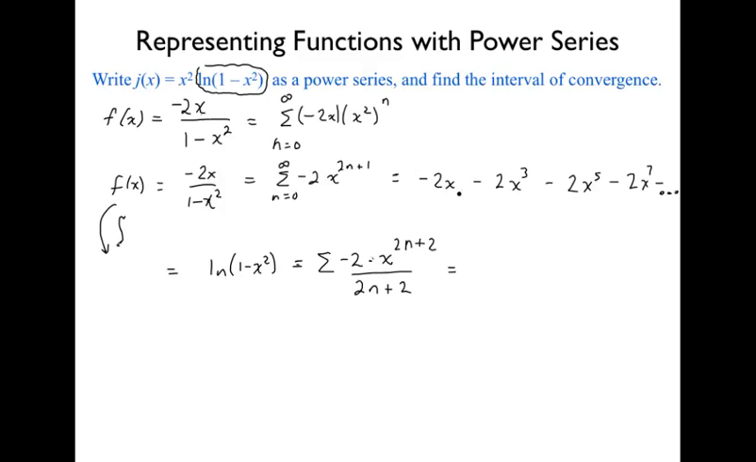So antiderivative of negative 2x. Negative x squared, and this will be minus 2x to the 4th over 4, minus 2x to the 6th over 6. Agree?